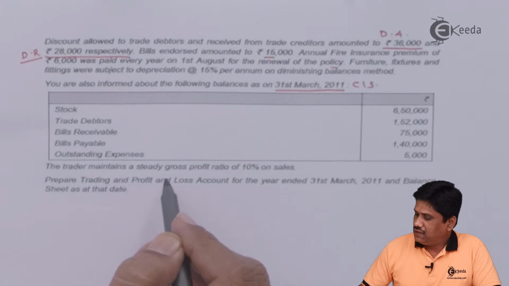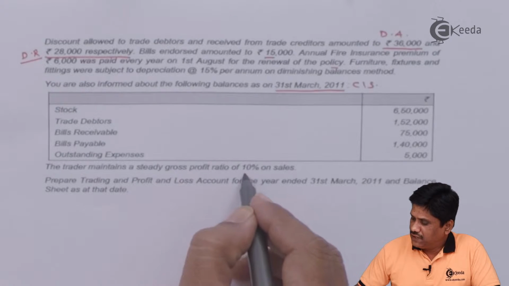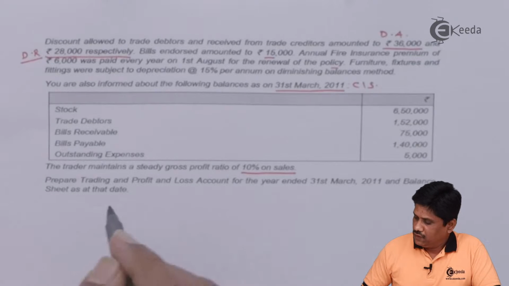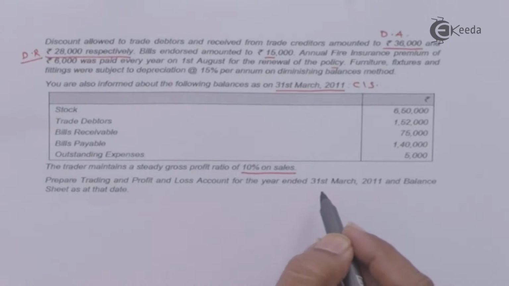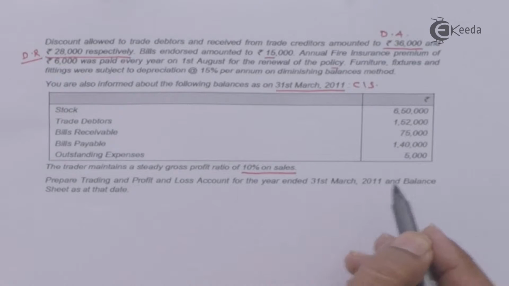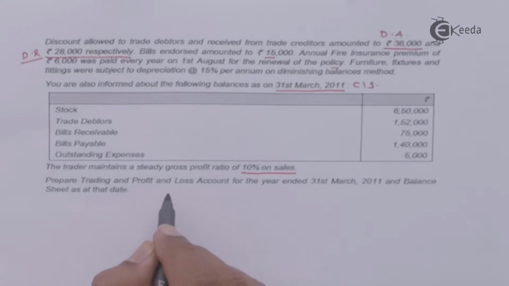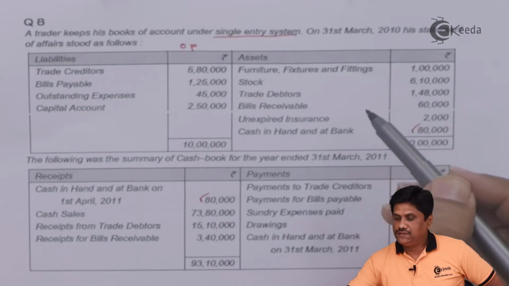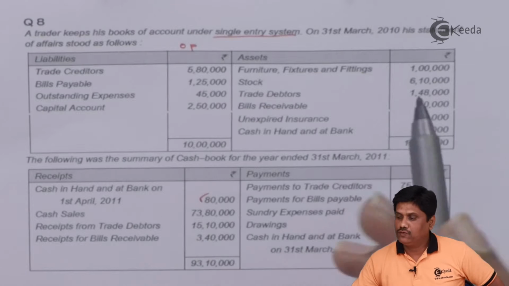Traders maintain a steady gross profit rate of 10% on sales. So GP rate is provided, 10% on sale. Prepare trading and profit and loss account for the year ended 31st March 2011 and balance sheet on that date. So they have asked you to prepare trading P&L account and balance sheet on that date. So let's prepare that. Students, these are the balances that I need to write in my book.